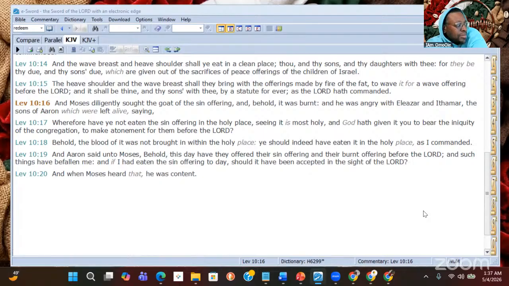And Aharon said unto Moshe, Behold, this day have they offered their sin offering and their burnt offering before Jehovah, and such things have befallen me. And if I had eaten this kata'ah offering today, should it have been accepted in the sight of Jehovah? And when Moshe heard that, he was content.